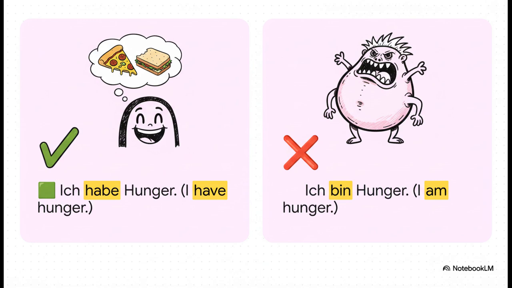The correct way is ich habe Hunger. You literally say I have hunger. If you say ich bin Hunger, you're basically saying that you are hunger itself, like you're some kind of food monster. It's a very common mistake, but it's also one you can easily avoid.